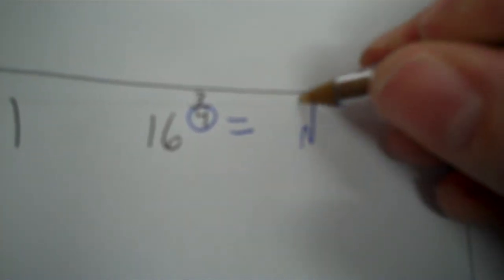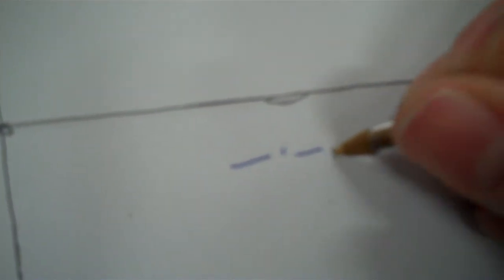Okay, next one. 16 to the 3/4 power. So what you need to do is take that bottom of the fraction. That's a root. It's a 4th root. You put 16 inside, close it, and take it to the 3rd power. So you got to figure out what the fourth root of 16 is. So what times what times what times what is 16? Is it 1? I don't think so.